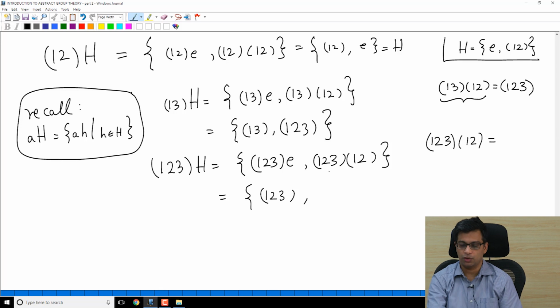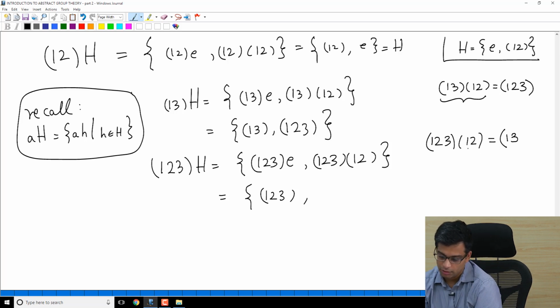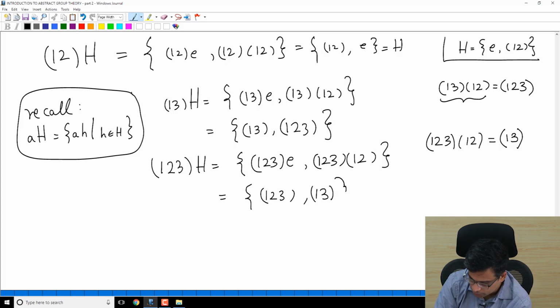So in other words, what is (1 2 3) times (1 2)? Following the same recipe for the product, I put 1 here. 1 goes to 2 under the first function, 2 goes to 3 under the second function. So 1 goes to 3 under the product. 3 goes to 3 here and 3 goes to 1 here. So 3 goes to 1 under the product. So you finish the bracket. Now what happens to 2? 2 goes to 1 here, 1 goes to 2. So 2 is fixed and no need to write that there. And sure enough, this is (1 3). So these two cosets are same.